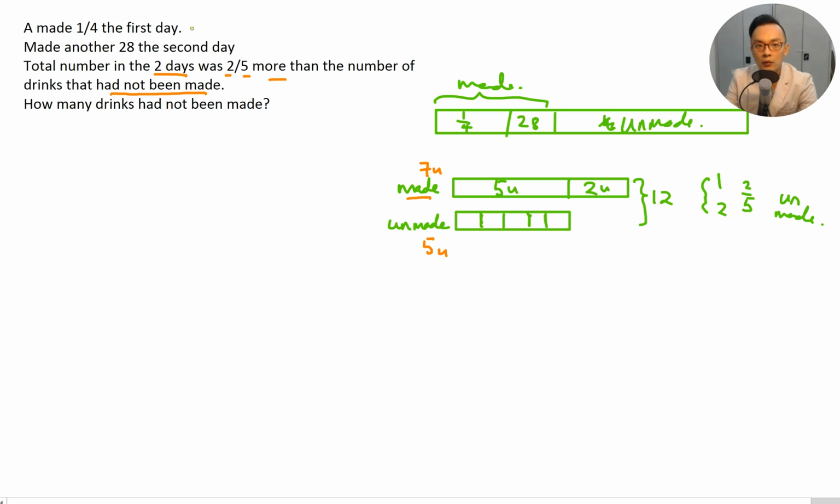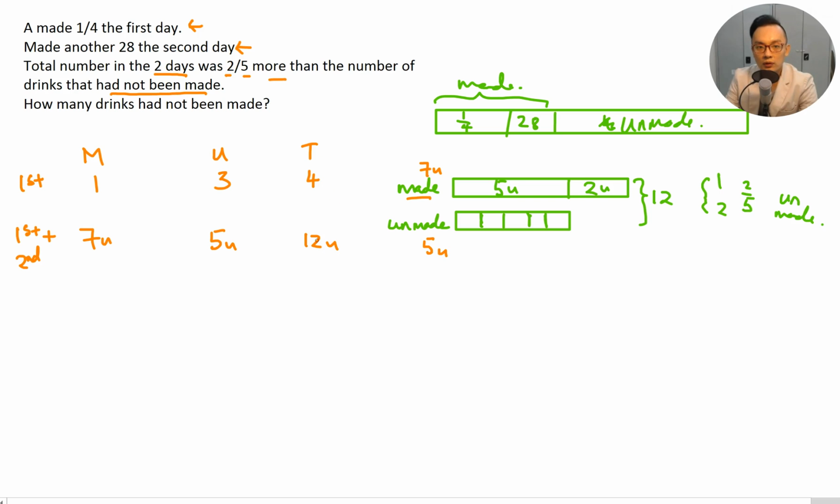So A made 1/4 the first day, made another 28 the second day. So I have made to unmade. So my first day, 1/4. So I made 1/4. Total is 4. Unmade is 3. Alright. So 1 out of 4 made, unmade is 3. On the first plus the second day, my made is 7 units over here, and my unmade is 5 units over here. My total is 12 units.